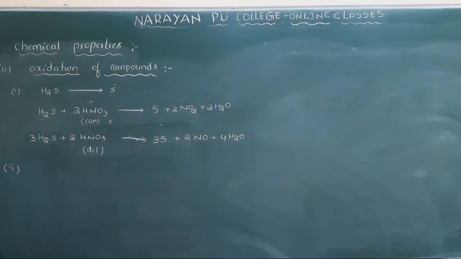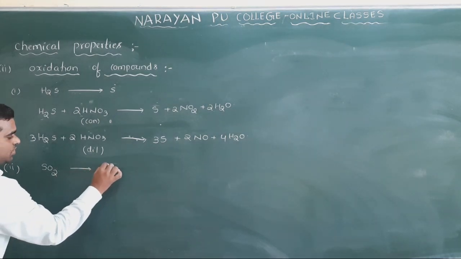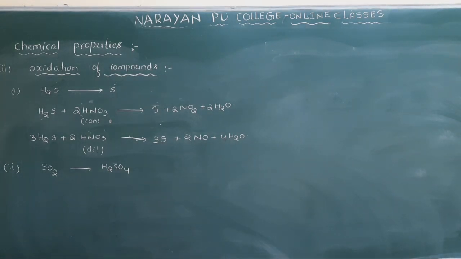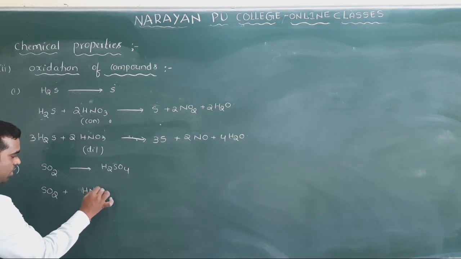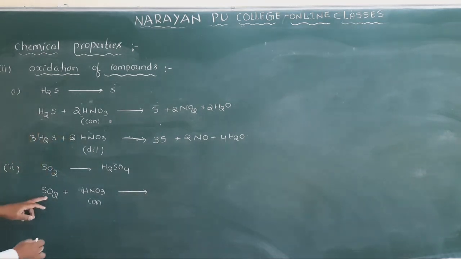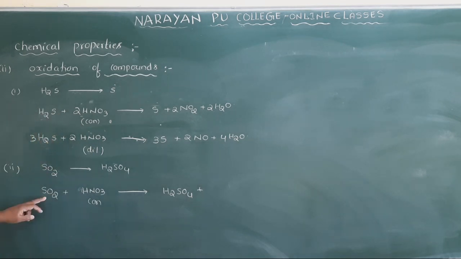In the same way, take another compound. H2S is oxidized to sulfur, and the next one, you know, is sulfuric acid: sulfur dioxide is oxidized to sulfuric acid by using which one? By using concentrated HNO3 and dilute HNO3 also. Write the equation: SO2 plus HNO3. Take the concentrated HNO3. Then what product will you get? H2SO4. It oxidizes sulfur dioxide to sulfuric acid.